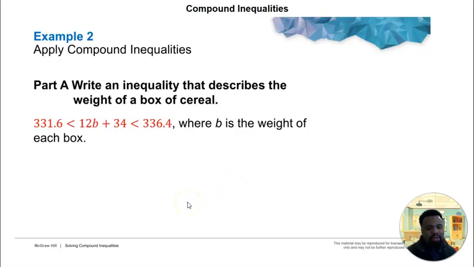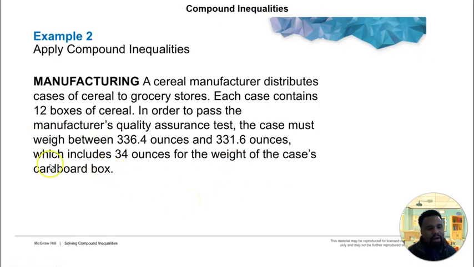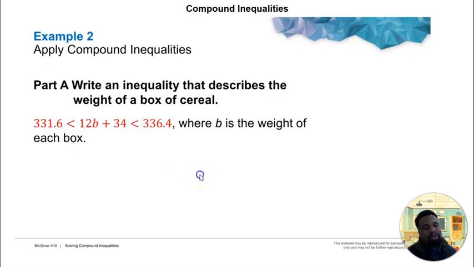Let's go back to the problem. We have 34 ounces for the weight of the cardboard box, so we've got our number plus 34. It has to be less than 336.4, but greater than 331.6. So 12b, because that's how many boxes you have, plus 34, the weight of the cardboard box, is going to be greater than 331.6 and less than 336.4.